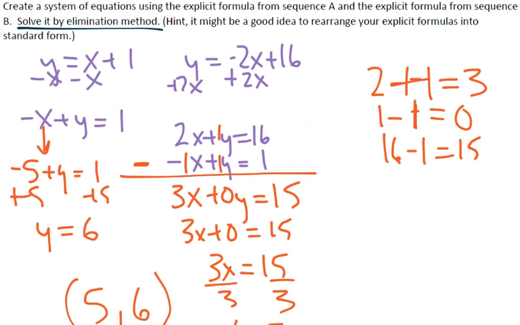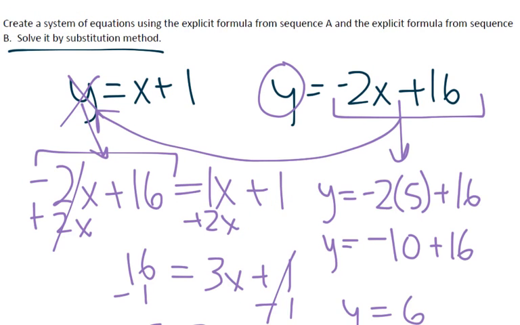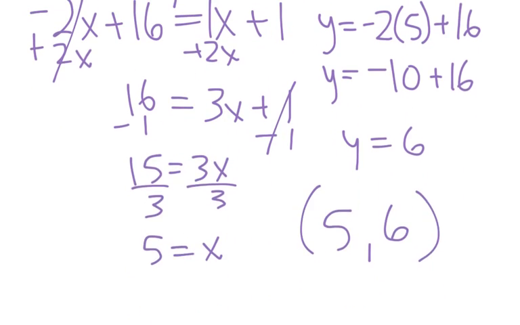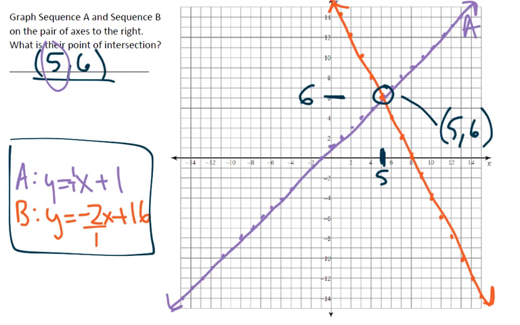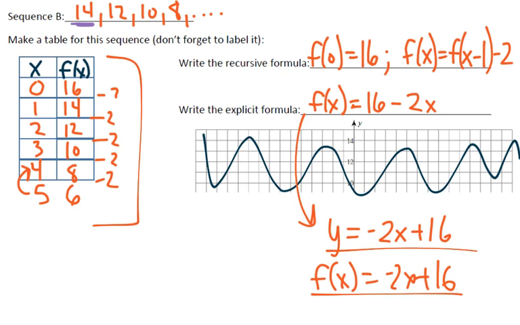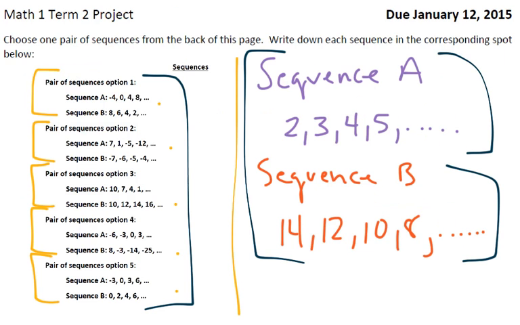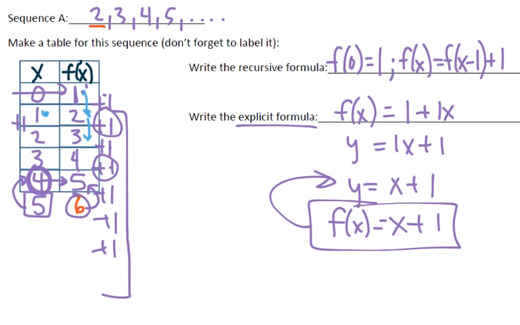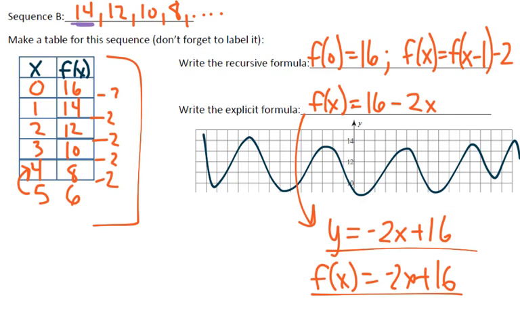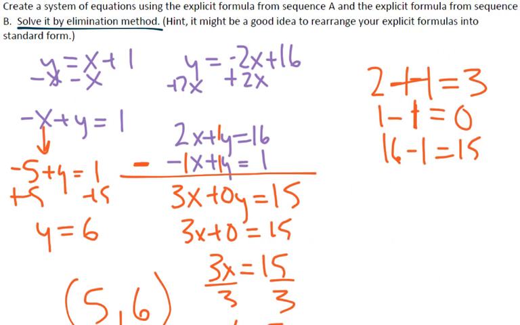So we used elimination to solve our system. We used substitution to solve our system. We used graphing to solve our system. And we used tables and formulas to help us arrive at that once we had our sequences. So now that we've got our sequences, you do the work to figure out the formulas that help you figure out where they intersect.